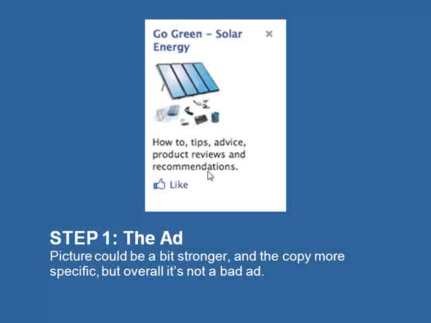Now, the copy down here, how-to tips, advice, product reviews, and recommendations, is not bad. The promise is probably a little too broad. It's a little too generic. I really like the one big tip, the one big idea promise. But all in all, it's not just terrible. Absolutely could be.